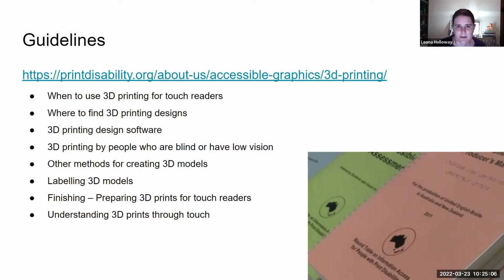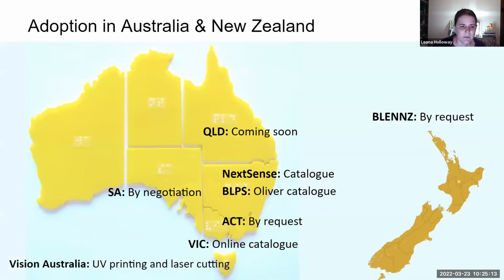And these guidelines are already being used a lot by the community. So when we first started the project in 2018, 3D printing was only available for touch readers through the South Australia School for Vision Impaired in South Australia, of course.